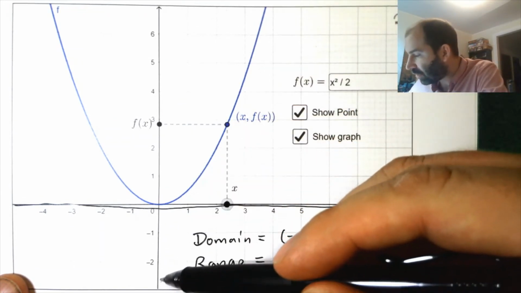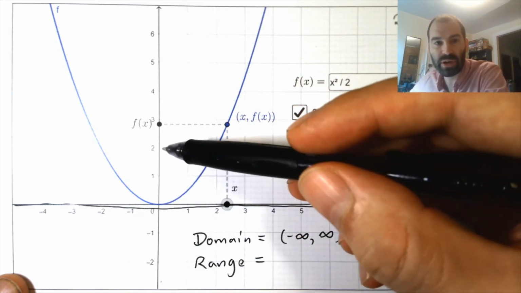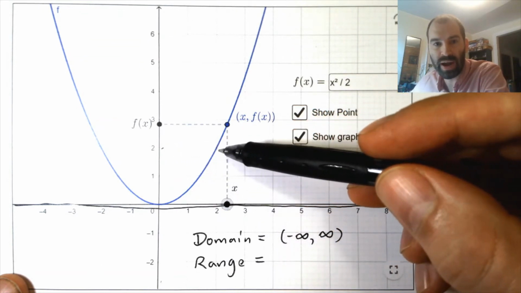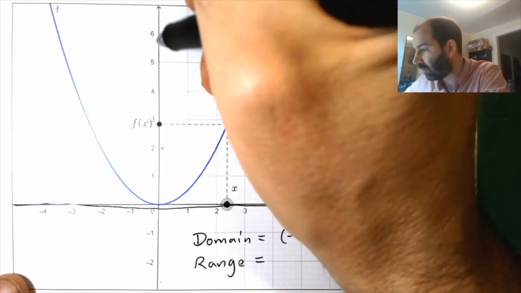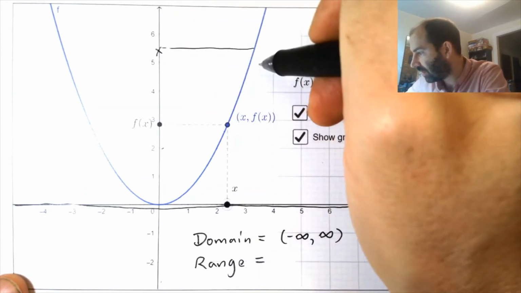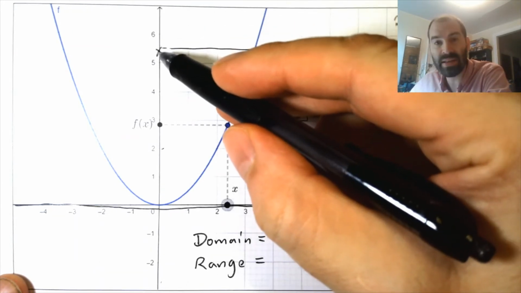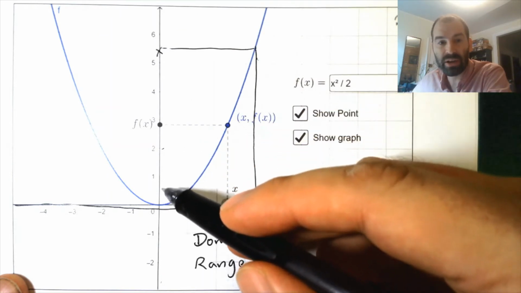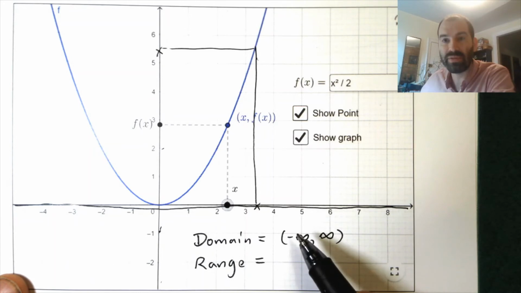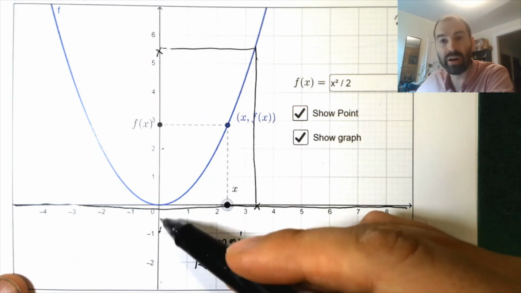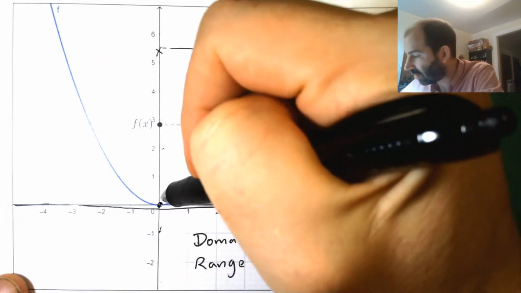Well, not every y has an associated x. It's not the case that for every y I can go over to the graph and down and find the x. For all these y's I can. For any y up here, I can go over and down and find the x that it came from. And that means that it's in the range. All right? But if I go down to here, I go to the left or the right, there is no graph. And so those values of y aren't in the range. So the range only includes the y's that start here and go up.